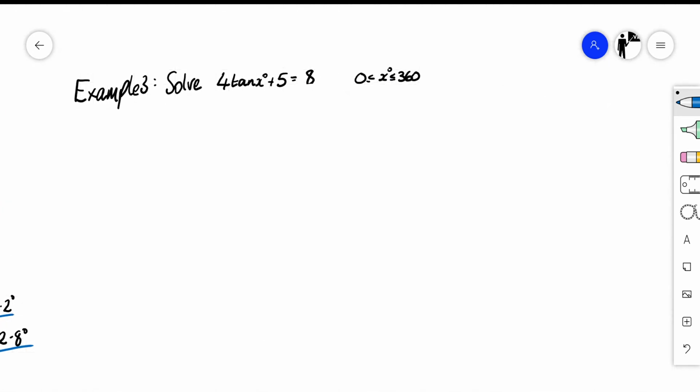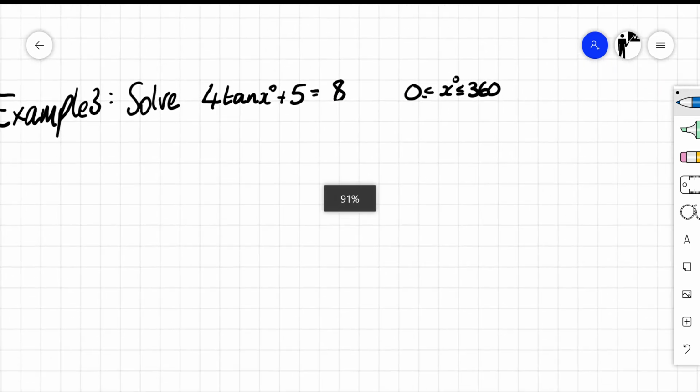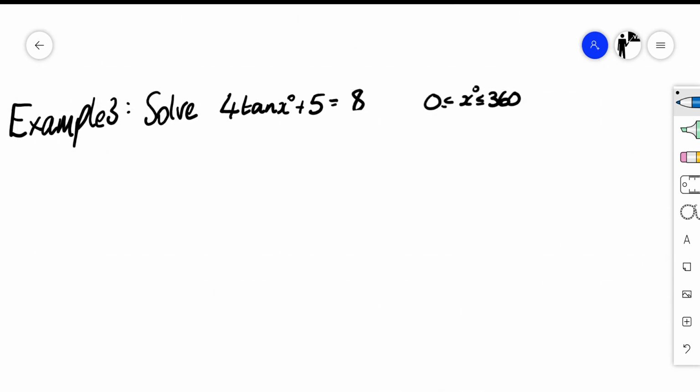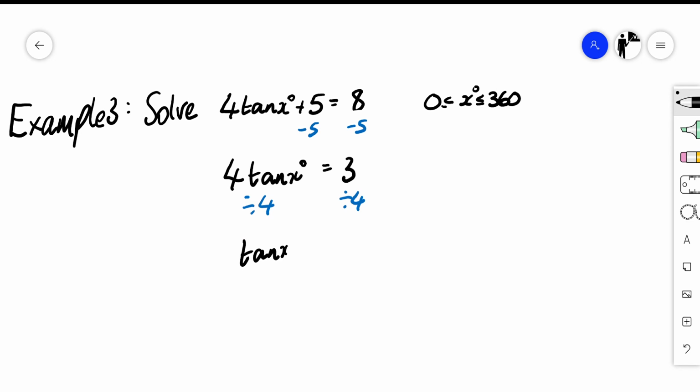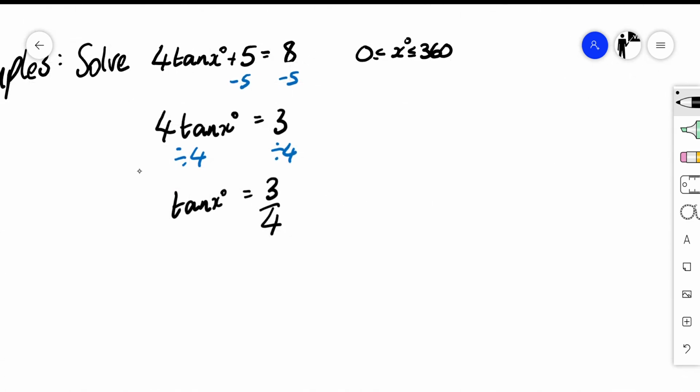Last example, example 3. We want to solve 4 tan x plus 5 is equal to 8. We want tan x to be the subject of the formula. Okay, so we need to subtract 5 from both sides. We're going to have 4 tan x degrees is equal to 3. And then we're going to divide throughout by 4. That's going to give tan x is equal to 3/4. We've now made tan the subject of the formula.